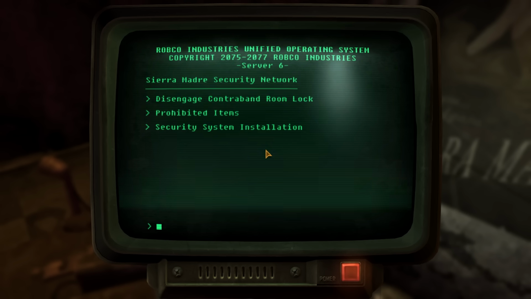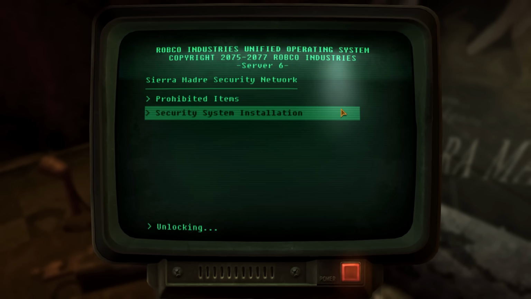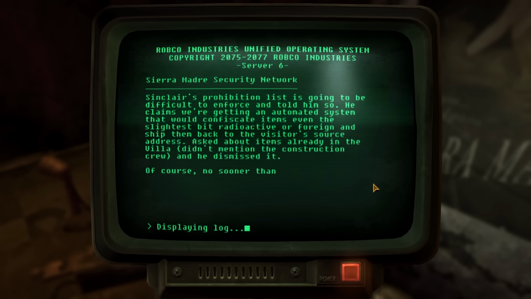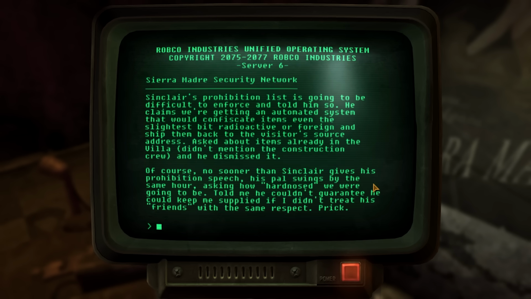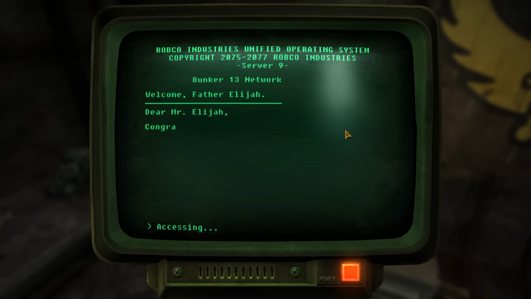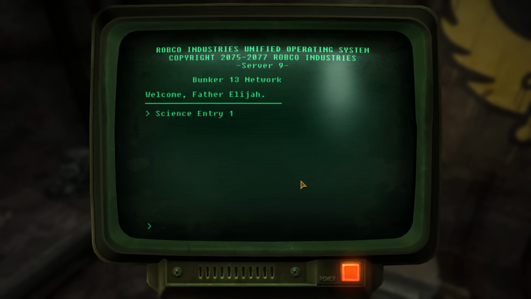In another part of the Mojave, Father Elijah, the former elder of the Mojave chapter of the Brotherhood, was able to establish contact with the Sierra Madre network from well outside of the Sierra Madre itself. It is not clear how this is done, but a terminal in the abandoned Brotherhood bunker shows evidence of Elijah having hacked or otherwise tricked the Sierra Madre automated systems to deliver Sierra Madre chips to a drop-off location after beating the DLC, as stated in an automated reply from the Sierra Madre management.